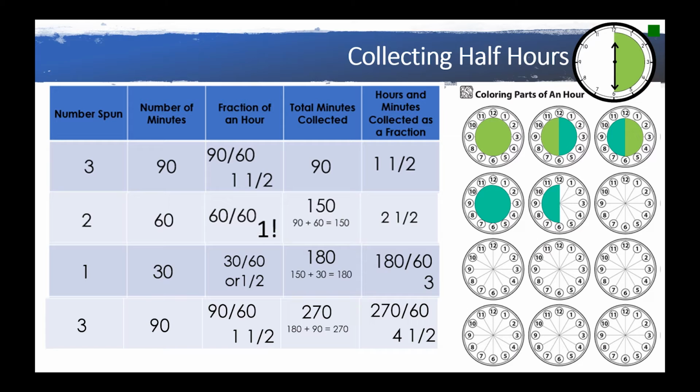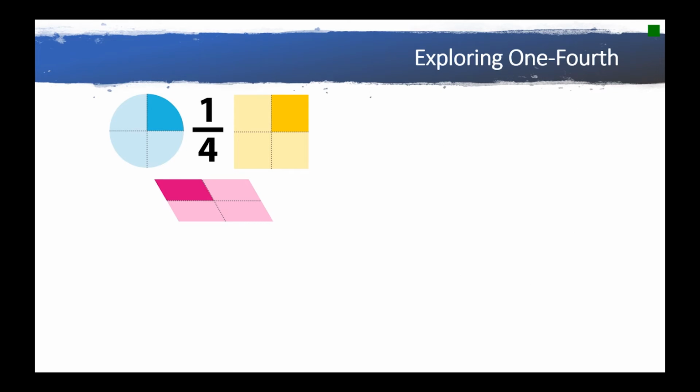Our total minutes collected now, written as a fraction, is 270 60ths, or 270 over 60. And that is equivalent to 4.5 hours. So in our 3 turns, we collected 4.5 hours. Let's explore 1/4.